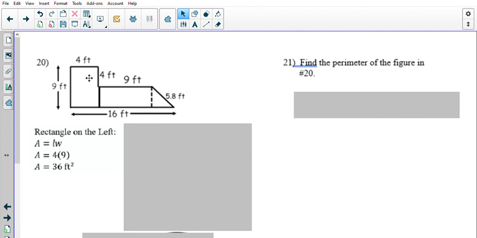So let's start off with this rectangle on the left. I'm going to highlight this. This is going to be region 1 right here. So our dimensions are 9 by 4, which is going to get us an area of 36 feet squared for this region.